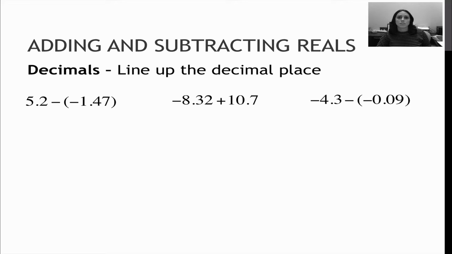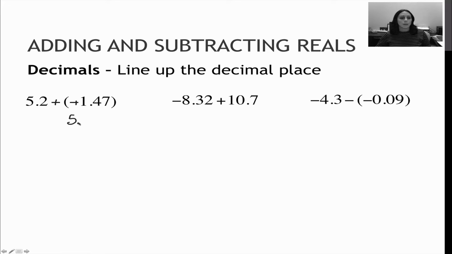With decimals, basically the only rule here is just to line up the decimal place. So as long as you're lined up, you should be okay. But again, always be thinking of same sum, different difference. If it's subtraction, you're going to keep, flip, change first. So looking at this first one, I see that I have minus negative. So I'm going to keep, flip, change. These are now the same sign, so I'm just finding the sum.